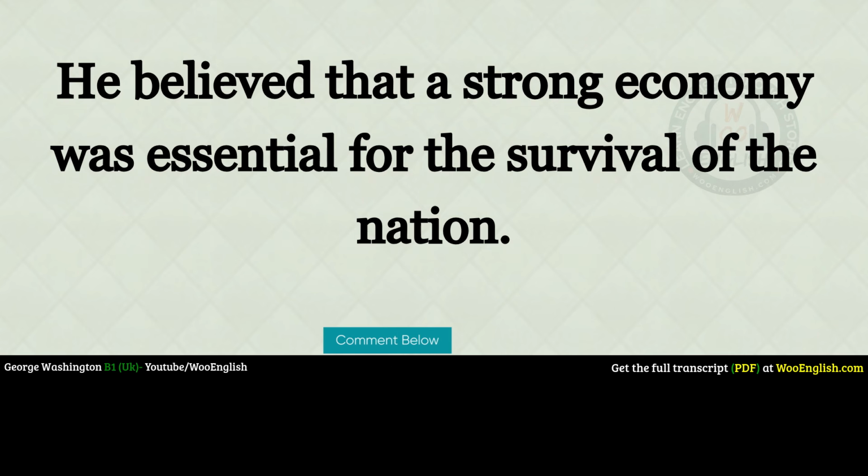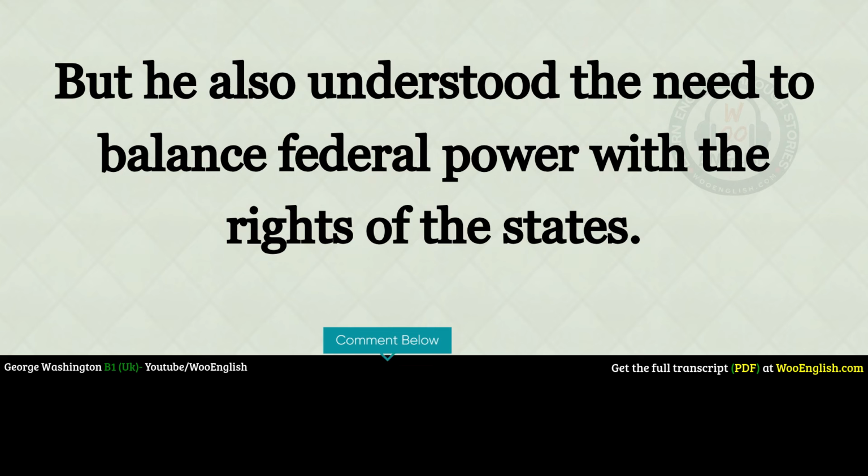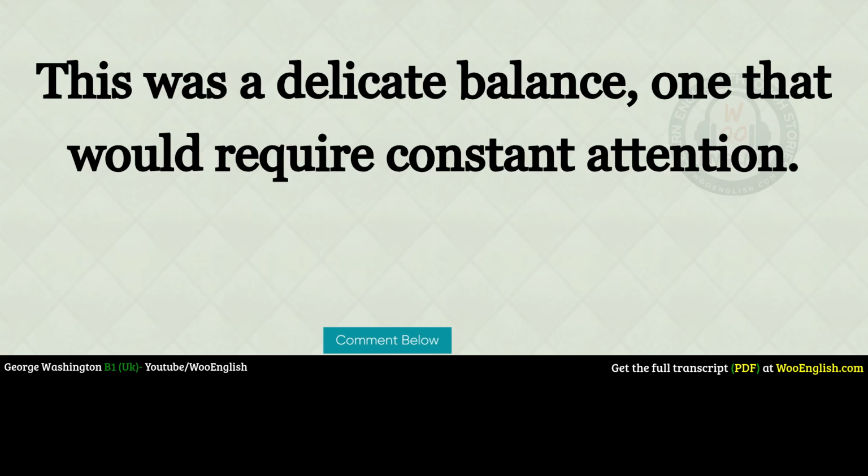He believed that a strong economy was essential for the survival of the nation, but he also understood the need to balance federal power with the rights of the states. This was a delicate balance, one that would require constant attention.